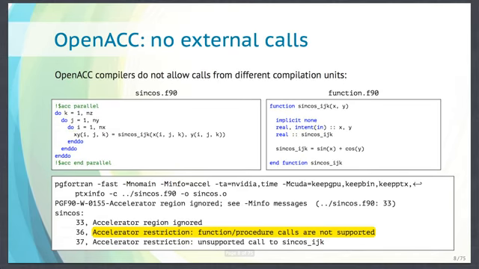In the case of the OpenACC compiler, the PGI OpenACC compiler specifically, you will have a restriction: function procedure calls are not supported. This happens because in the case of PGI, all GPU code is considered self-sufficient on a compilation unit basis, which means you need all the dependencies of your GPU code to reside in the same compilation unit, the one you're currently compiling.